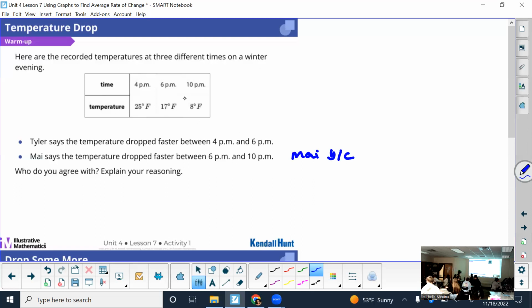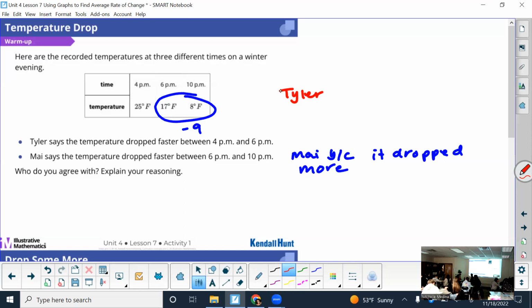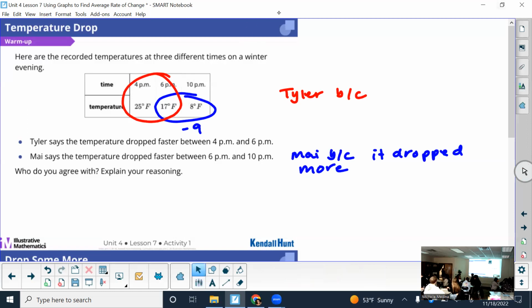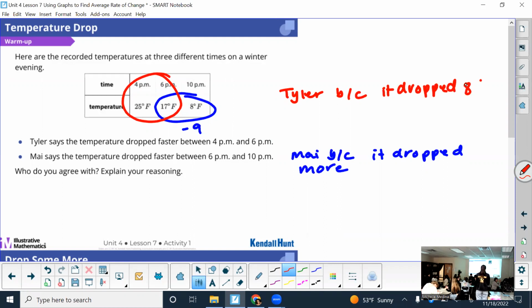Okay, so what did it drop by from here to here? 5. Okay, so it went down by 9. So maybe because it dropped more. Any teams out there pick Tyler? Okay, so Ridley's team, whoever the reporter is, why did you pick Tyler? All right, so Tyler, because it dropped how many degrees? 8 degrees in 2 hours. How many hours was it for May's observation? Okay, so hers was 4 hours and it went down 9 degrees.